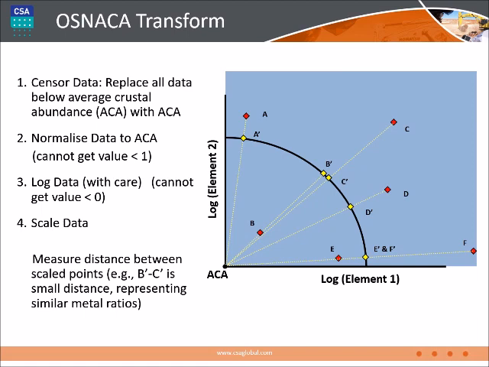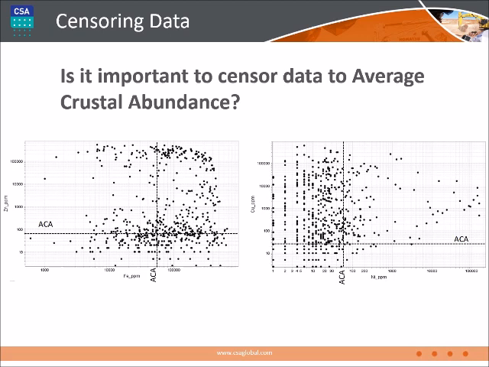All right, we talked about censoring the data. Is that important? Because you think, well, look, we've got lead at 100,000 ppm, 10% lead, and even higher. What does it matter what's going on below 11 ppm lead, which is the average crustal abundance? Well, the trouble is, once you log the data, you stretch the axes in a way that makes the variation at the lower end of the scale just as important as variation at the upper end of the scale.